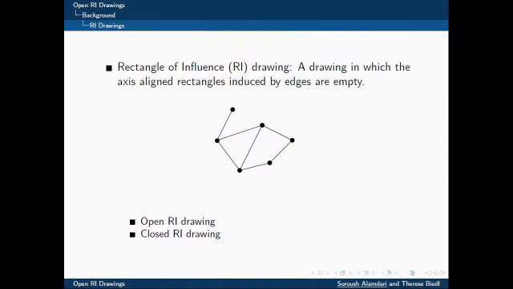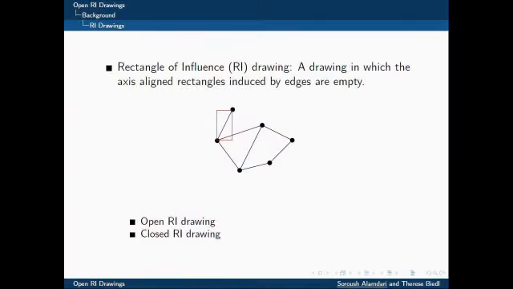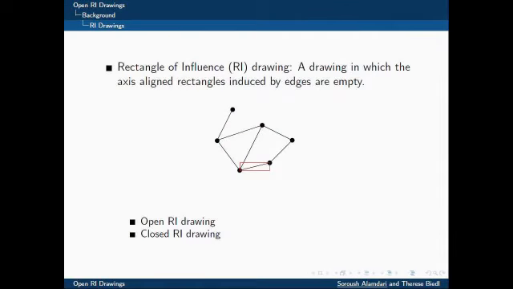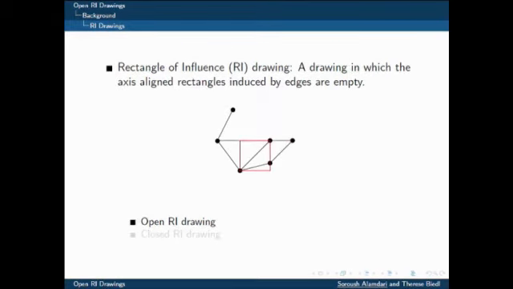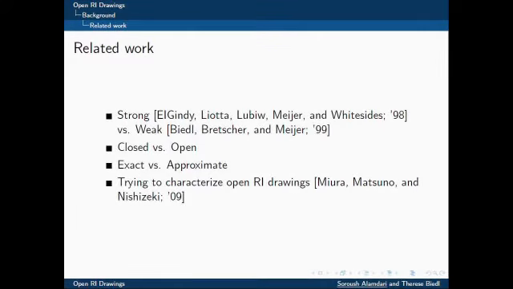So, what's a rectangle of influence drawing? A rectangle of influence drawing is a straight line drawing in which the axis aligned rectangle that has each edge as its diameter is empty, in the sense that it contains no other vertex. So for example, this is a rectangle of influence drawing. This is true if we consider open rectangle of influence drawings, if we consider the rectangles to be open. But this is not, because of this rectangle and the edge that induces it.